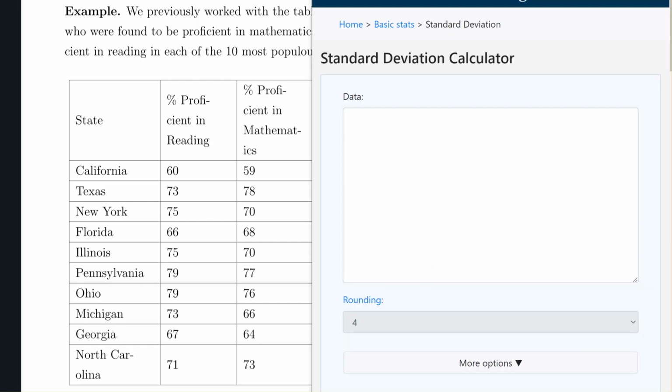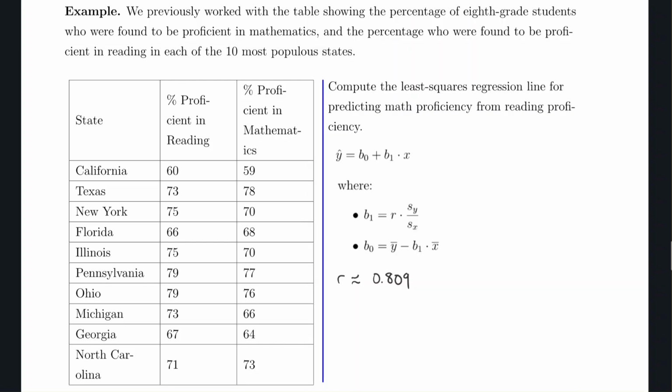Now in this standard deviation calculator, I'm just going to type in my data values in a list. So for instance, I will let the proficiency in reading, since that's what we're taking our data from, be our x value. So pay attention to how it's phrased. We're trying to predict proficiency in math. That's what we're trying to predict. That becomes our y value.